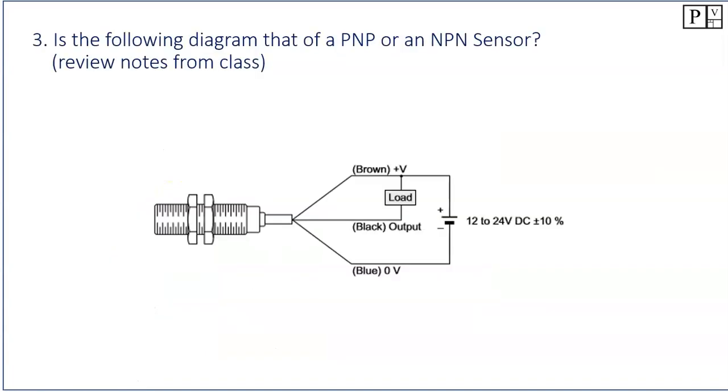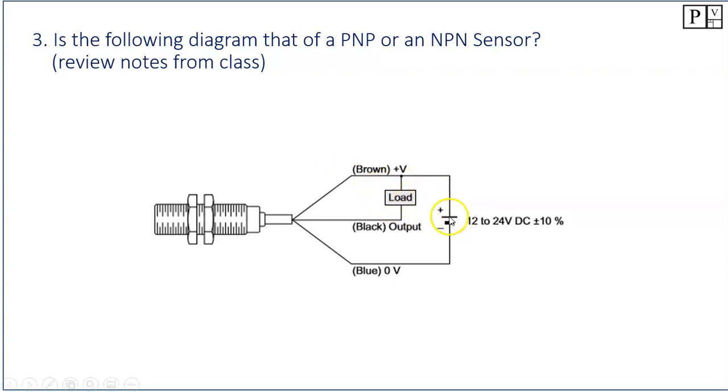Okay, excellent. Let's take a look at the next thing. I guarantee you I'm going to give you one of these diagrams here where you have to tell me whether it is a PNP or an NPN sensor. There is no transistor there, so we can't see whether it's pointing in or not pointing in, so we have to look at the load. So let's take a look at the load right here.